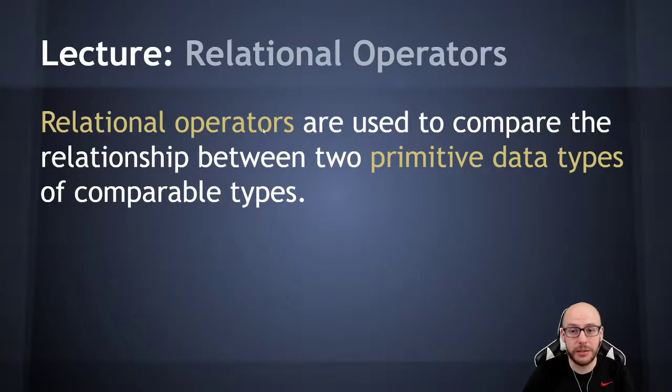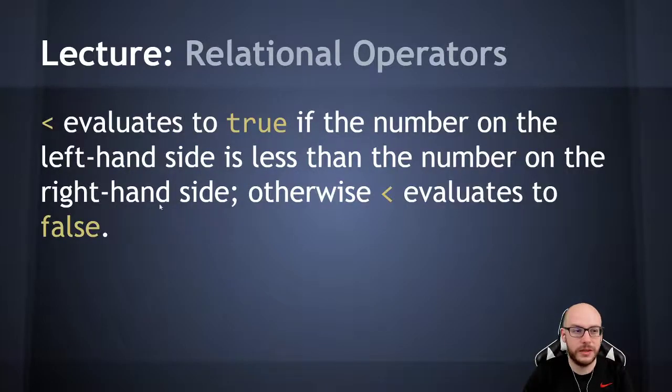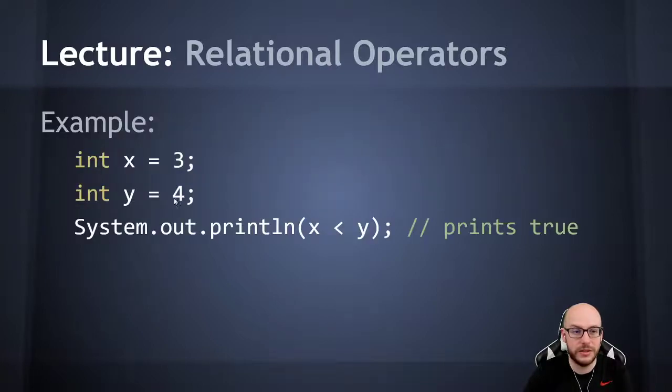These 6 relational operators are used to compare the relationship between 2 primitive data types of comparable types, right? Notice we're talking primitive data types, so not objects. These aren't really used for objects at all. And note this, comparable types. More on that in a moment. Our less than symbol is going to evaluate to true if the number on the left-hand side is less than the number on the right-hand side. Otherwise, we get false.